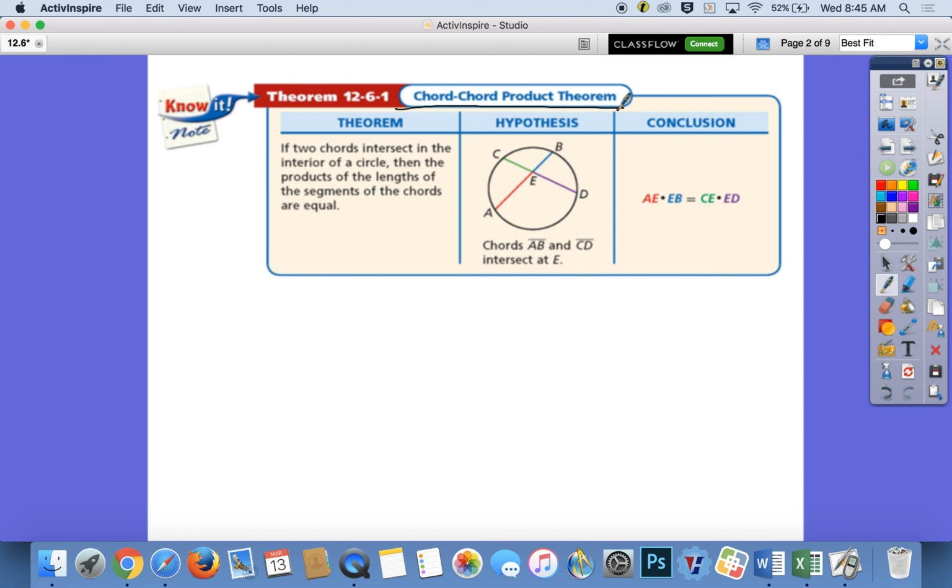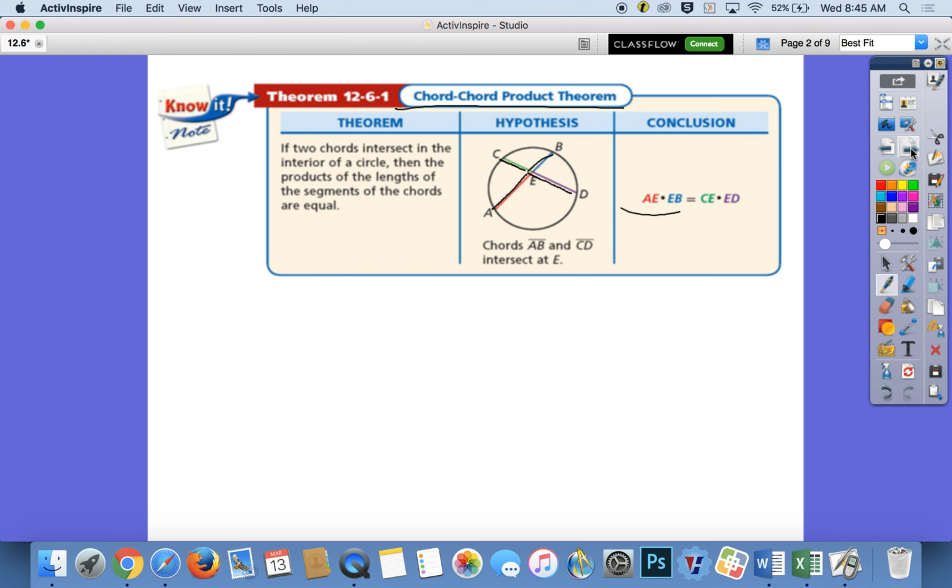Your chord-chord product theorem basically tells you that if two chords intersect in the interior of a circle, then the product of their segments are equal. So AE times EB, which is what it tells us here, equals CE times ED. These problems aren't going to be very tricky.